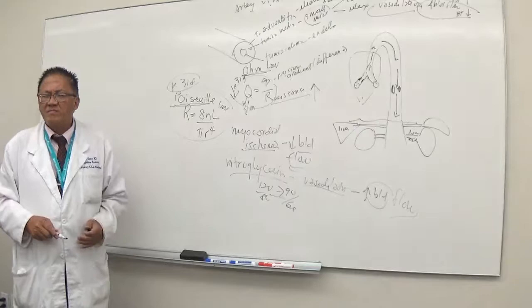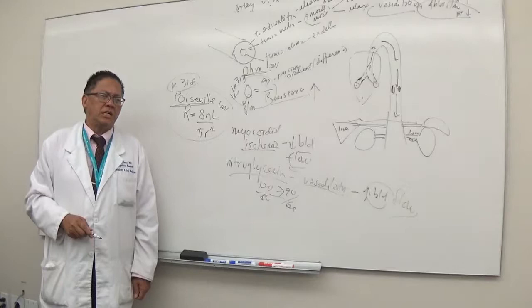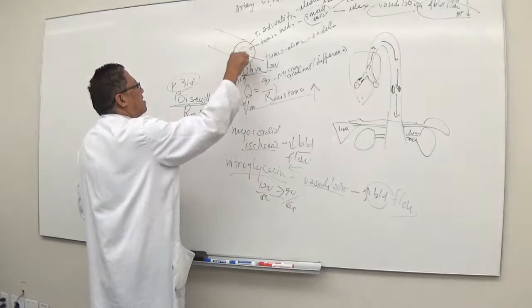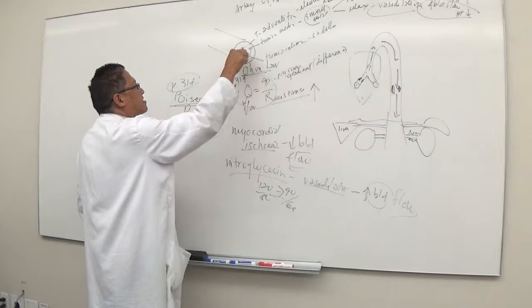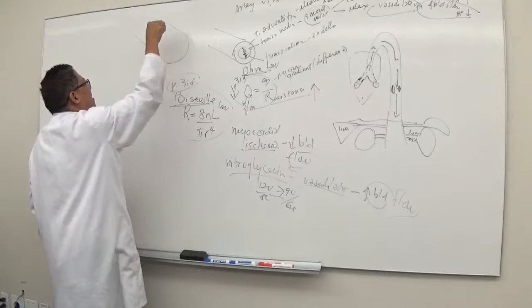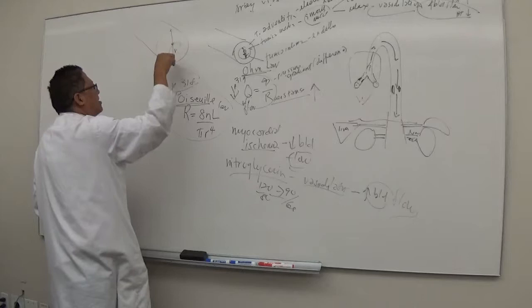What is R? Resistance. What is η? Viscosity of the blood. What is L? Length of the blood vessel. And what is r? Radius of the blood vessel. What is radius? Half of the diameter, right? This is the diameter, from one end to the other end. What is radius? From the center to the side. You're familiar with geometry, right? From here to here, diameter. From the middle to here, radius. Half of the diameter.